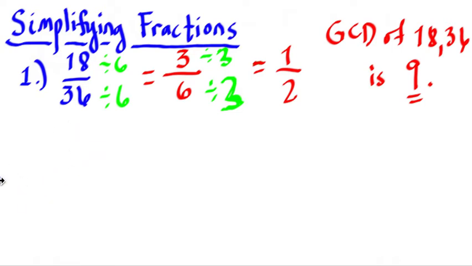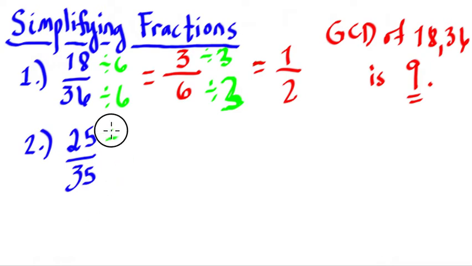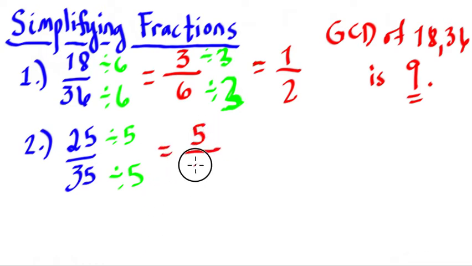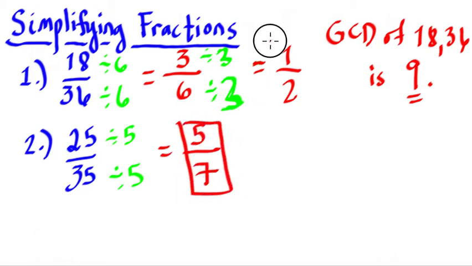Now for number 2, let's simplify 25 over 35. Clearly they are both divisible by 5, so let's divide them both by 5. What will be the ending result? 25 divided by 5 is 5. 35 divided by 5 is 7. And that's the ending result. We cannot simplify that anymore.